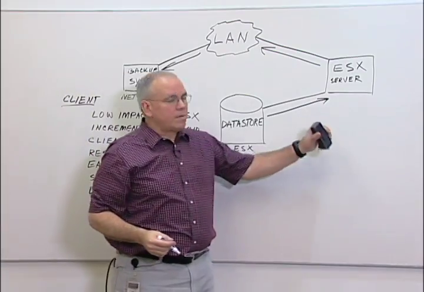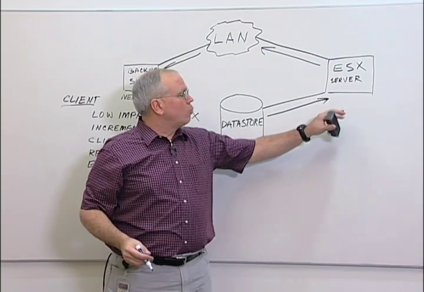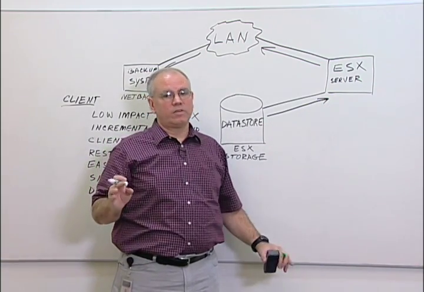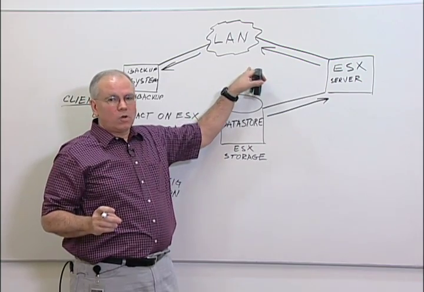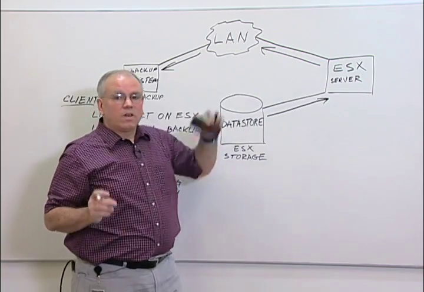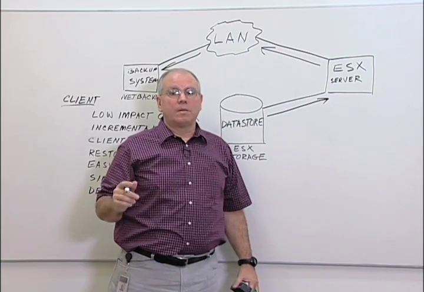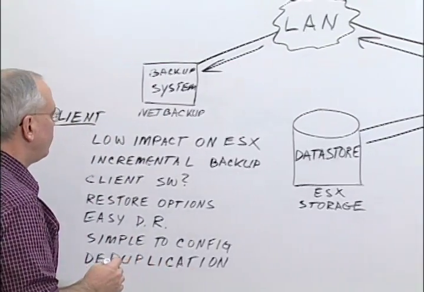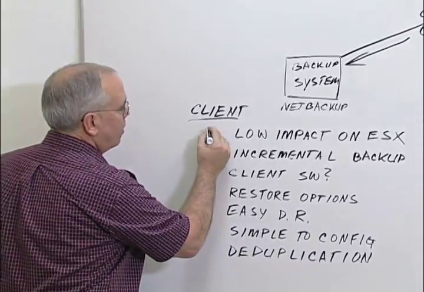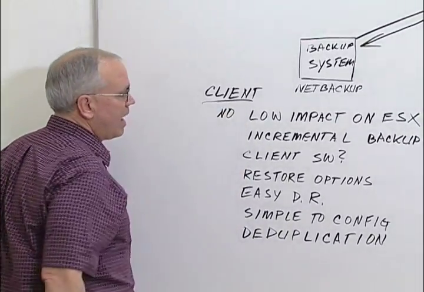So the problem with this technology is twofold. Number one, the ESX server has to do all of this work. Number two, we're sending the data over a slow LAN, typically a slow LAN connection. So that can slow down the backups and limit the amount of backups that we can do on a daily basis. So low impact backups, nope, these are relatively high backup impacts.